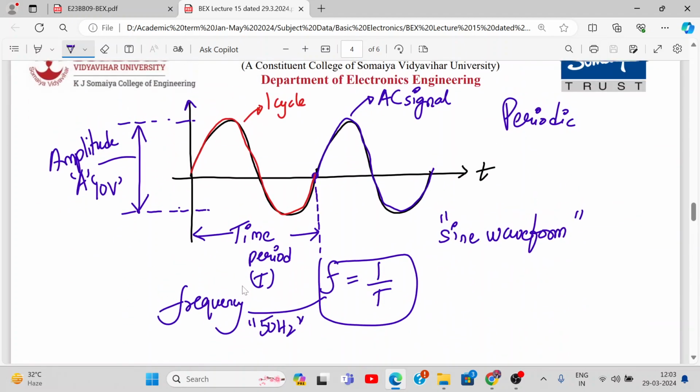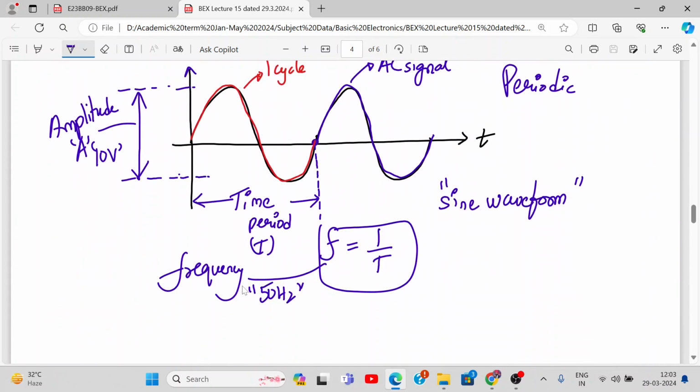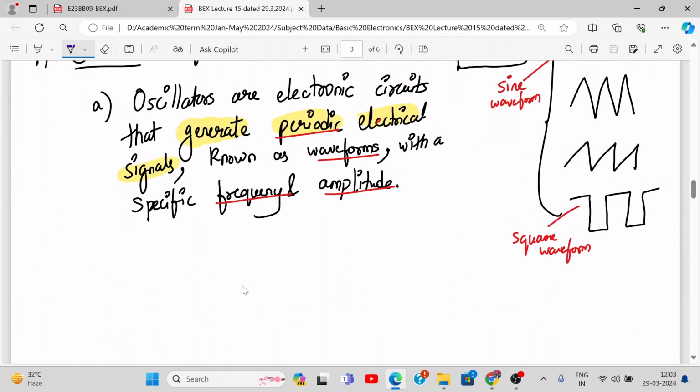I hope it is clear now. What is a sinusoidal signal? What is a periodic signal? Yes or no? Its amplitude and frequency, how do you measure it? Come on, tell me fast. Understood this topic? Yes. Okay, very good. So here let's continue writing the definition. This is the definition.